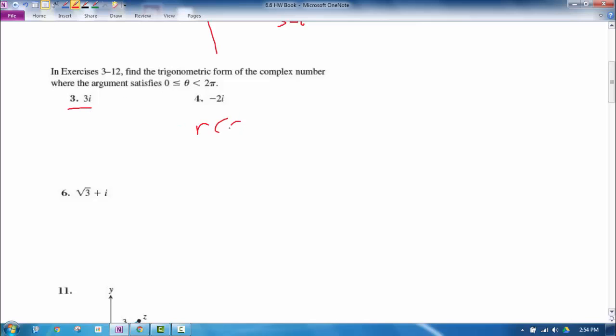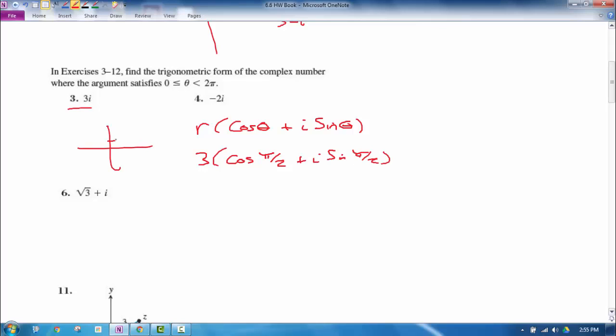Now trig form is r times cosine of theta plus i sine of theta. So r in this case is going to be 3, and we're talking about cosine of pi over 2 plus i sine of pi over 2. So that point is up 3, over none. So it's this point up here, which is exactly what you get because when you do cosine of pi over 2, that's 0. And when you do sine of pi over 2, that's 1.